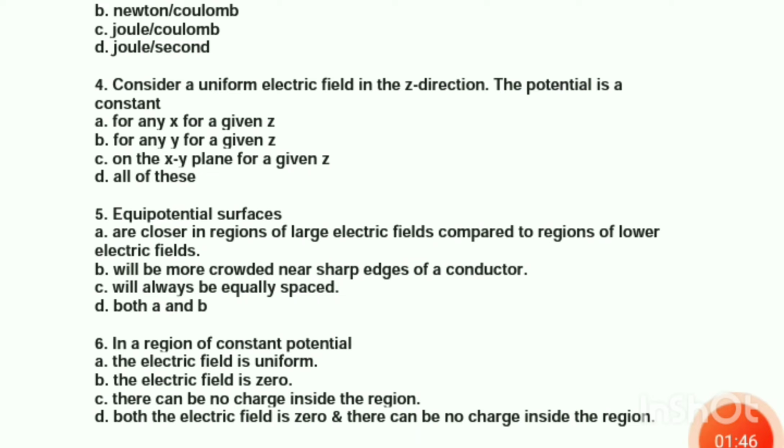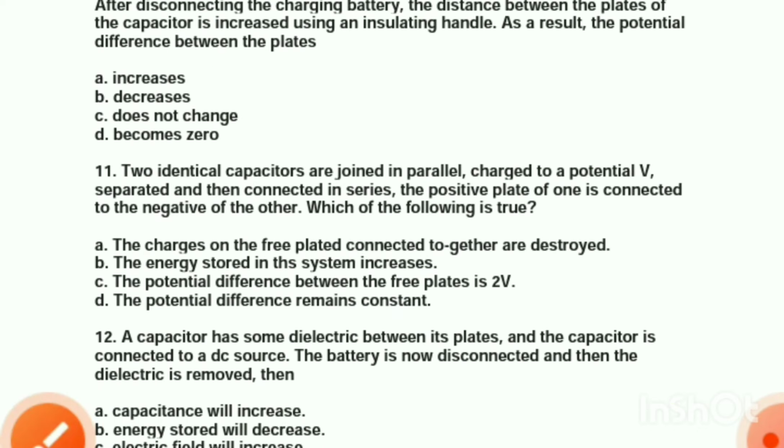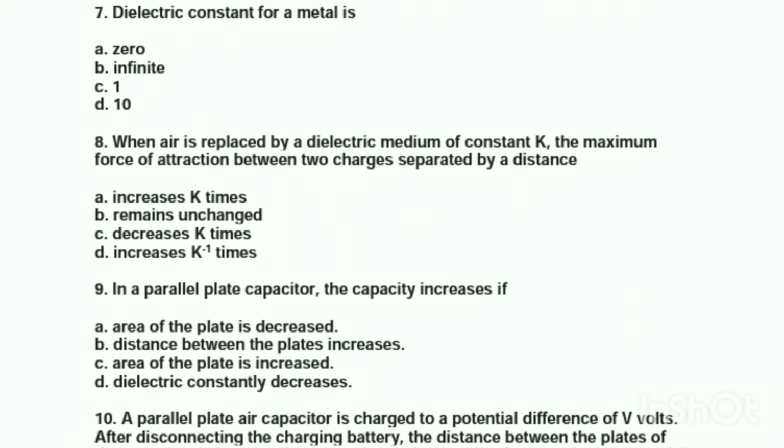Next, in a region of constant potential, both the electric field is 0 and there can be no charge inside the region. D is the answer. Next, dielectric constant of a metal is infinite, B. Next, when air is replaced by a dielectric medium of constant K, the maximum force of attraction between two charges separated by a distance decreases K times, C.